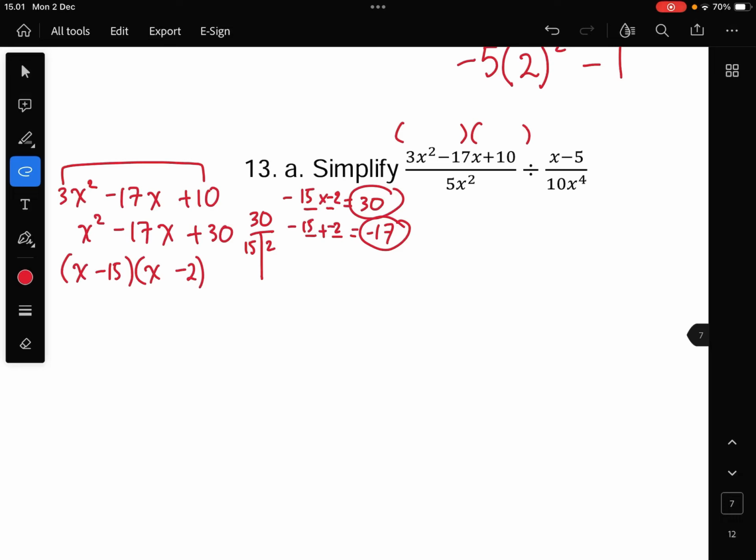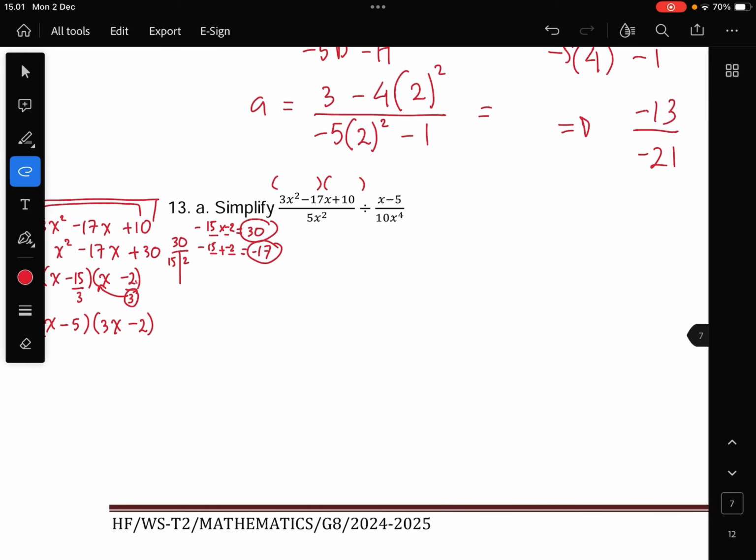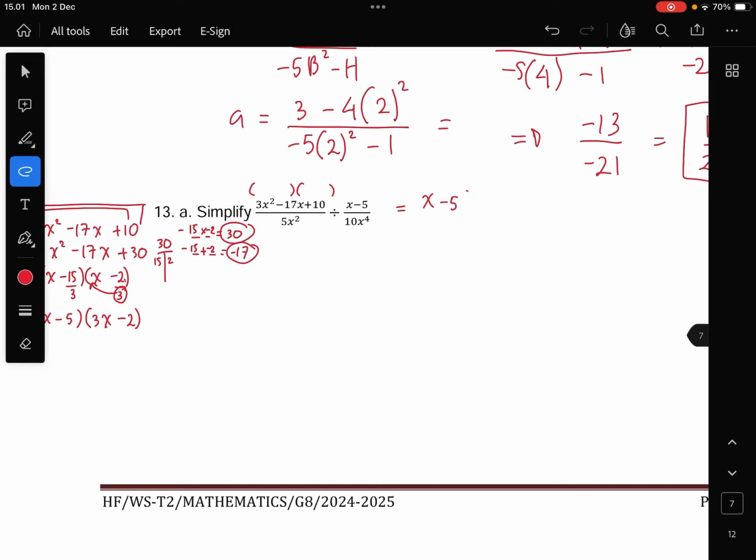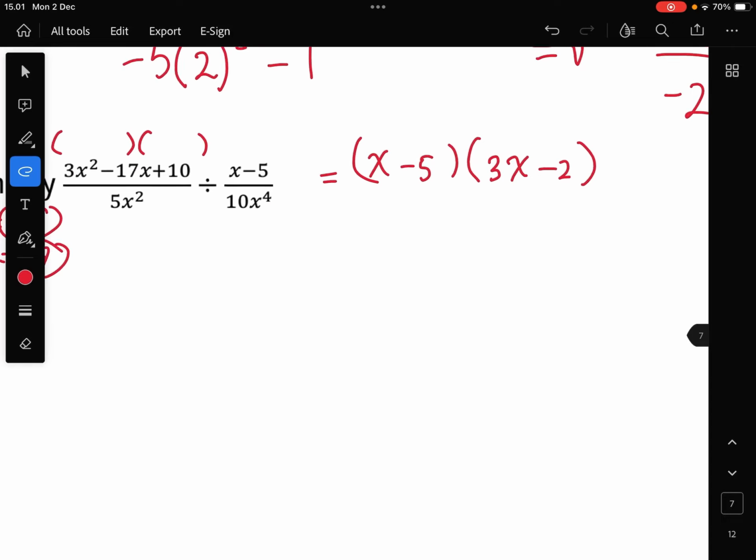Okay. Now, last time you multiplied it with 3, right? So now I need you to put the 3 back as a divisor. So you will have x minus 5. And for the 2 divided by 3, you cannot divide it by 3, right? So you have to put the 3 in front of the x. So 3x minus 2. Okay, this is going to be your factorization. Now we can just input it as x minus 5 and 3x minus 2.